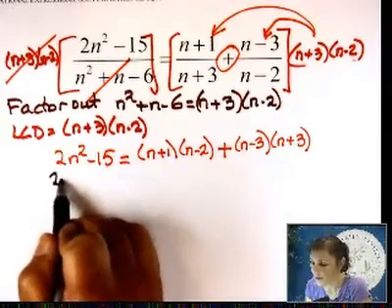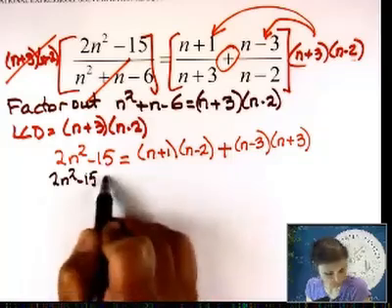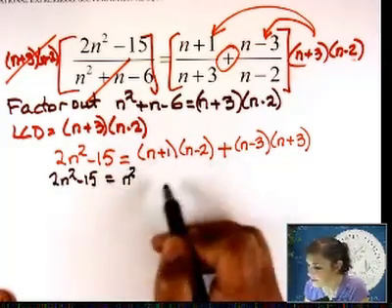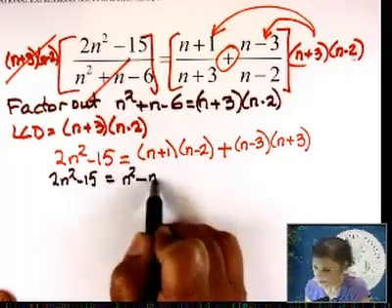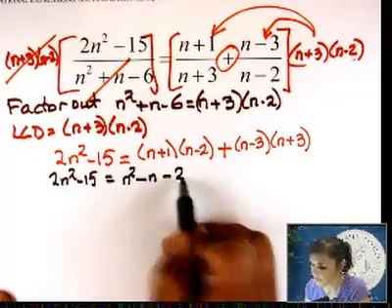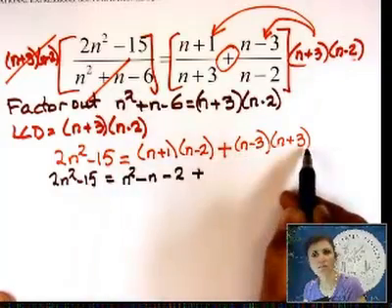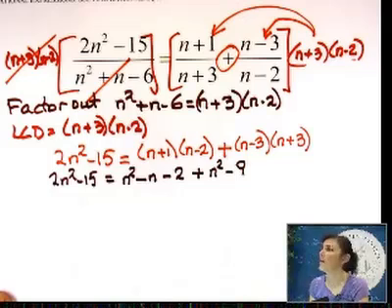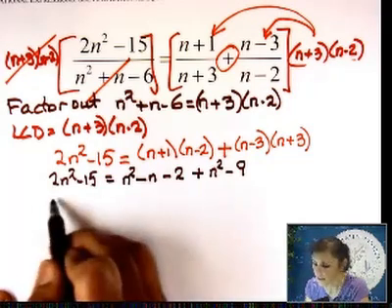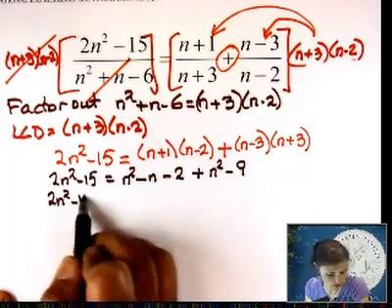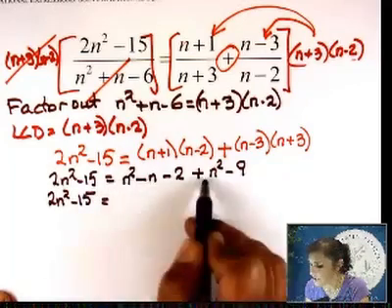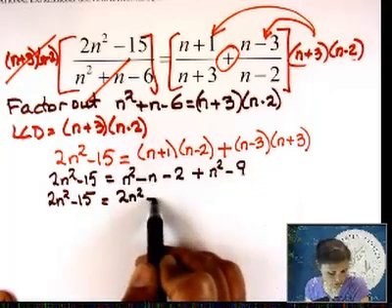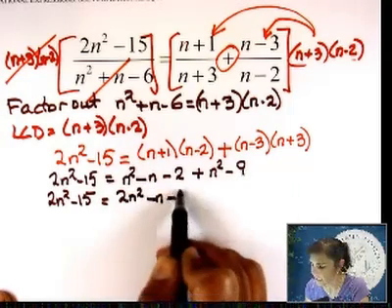On the left I have 2n squared minus 15. On the right I have n squared. This one is n minus, so that's negative n. 1 minus 2, that's negative 2. This one is n minus 3, n plus 3. When I FOIL, I get n squared minus 9. You can do the FOILing a little bit slower if you want. So let's look at it. I have 2n squared minus 15 on the left. I have n squared, so that's 2n squared again. Negative n, there's nothing else, negative n. Negative 2, negative 9, so then negative 11.